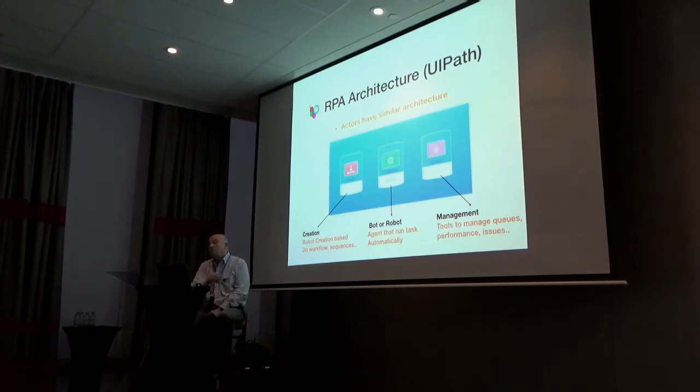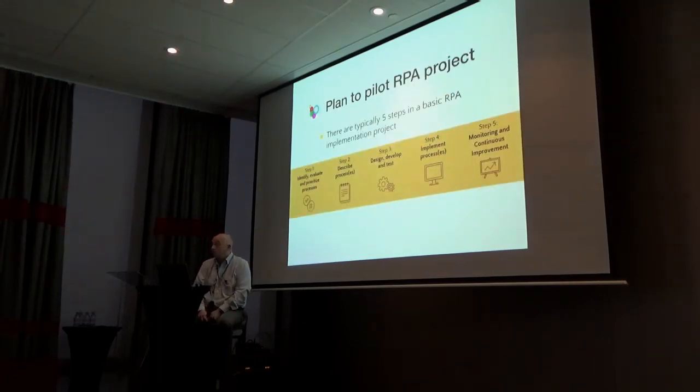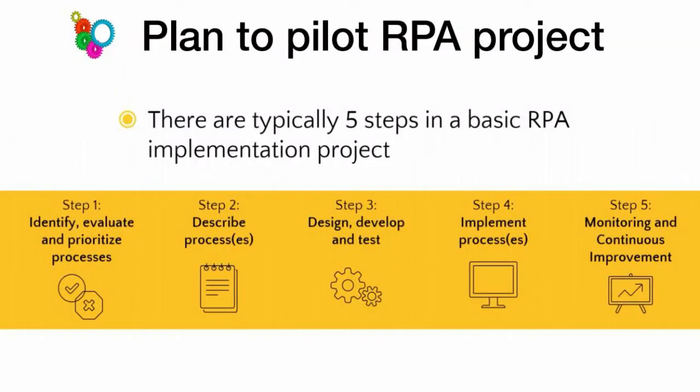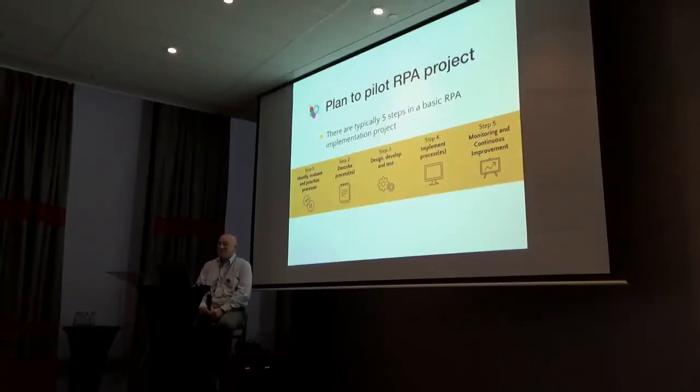And all the major suppliers have this kind of architecture. Now, if you want to implement an RPA project, you have five steps. The first step is to identify, evaluate, and prioritize processes.